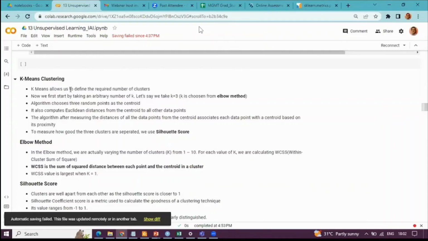As I have discussed, let us quickly read through. It allows us to define the required number of clusters, so we have to specify how many clusters. We start by taking an arbitrary number of clusters, let's say 3, and we will be using the elbow method, which is the within cluster sum of squares, or we can very well use the Silhouette score.